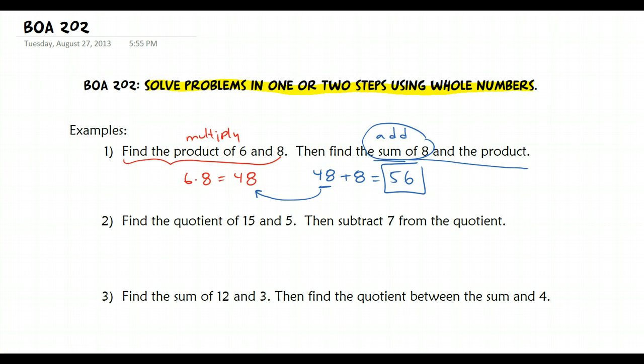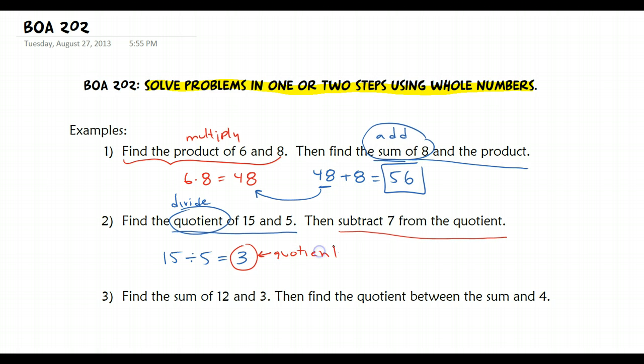Now in problem number 2, we're asked to find the quotient of 15 and 5, then subtract 7 from the quotient. So let's take 15 divided by 5 because quotient means division. So 15 divided by 5 gives me 3. The second part of my question here says to subtract 7 from the quotient. 3 is my quotient. So I want to take away from 3 the number 7.